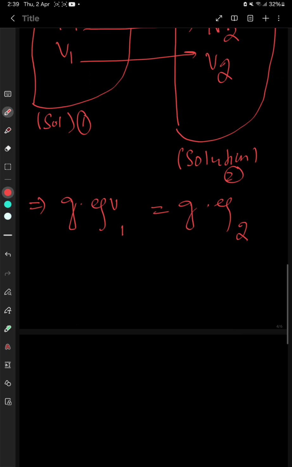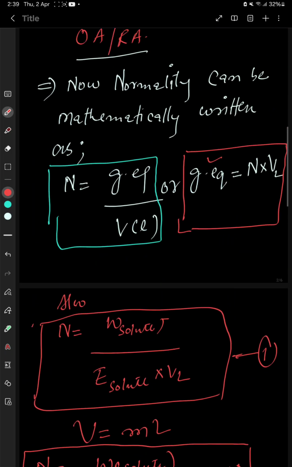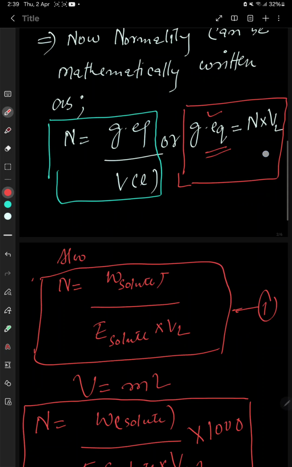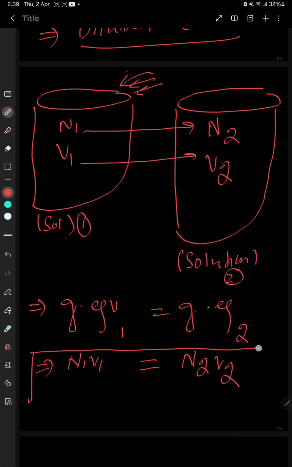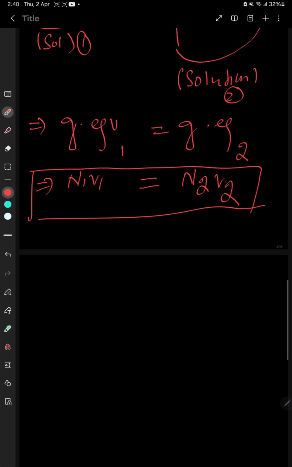We know the number of gram equivalents is equal to N into V. So if we put it this way, the gram equivalent of the solute before the dilution must be equal to N1V1, and it will be equal to N2V2. This wraps up the equation for dilution. So we got the very magical equation called N1V1 = N2V2.